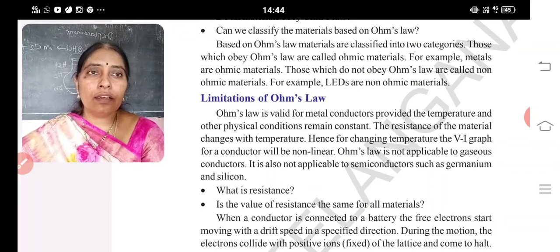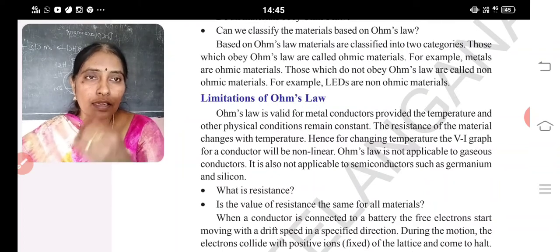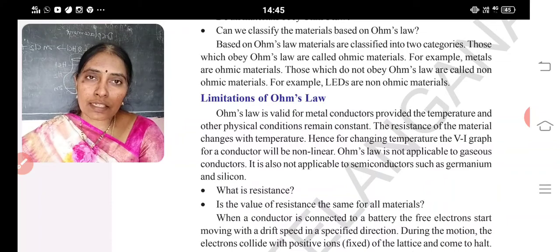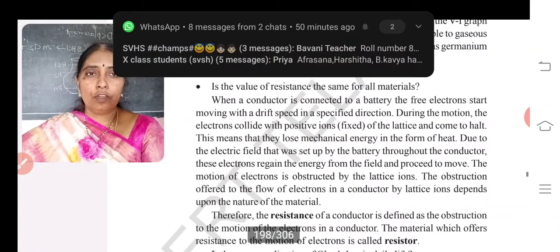Limitations of Ohm's law. Ohm's law is valid for metal conductors provided the temperature and other physical conditions remain constant. The resistance of a material changes with temperature. Hence, for changing temperature, the V by I graph for a conductor will be non-linear. Ohm's law is not applicable to gaseous conductors. It is not applicable to semiconductors such as germanium. So it is not suitable for semiconductors and not suitable for gaseous conductors. Only for metals is Ohm's law verified. Okay. What is resistance? That which opposes the flow of current is said to be resistance.